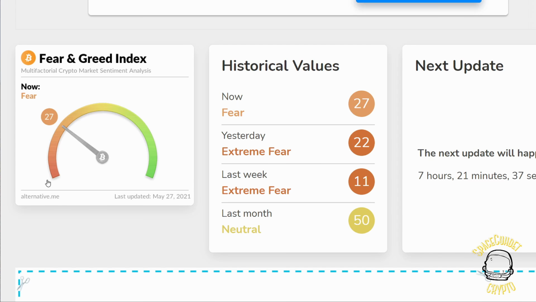Their portfolios were hit heavy, but now we have since rebounded. So yesterday's fear was at 22. Now it's at 27. So people are getting less and less scared. Look, from extreme fear now to regular fear. That's very good to see.